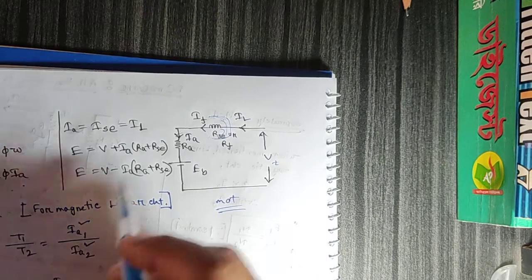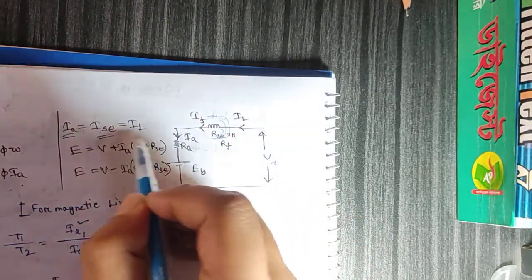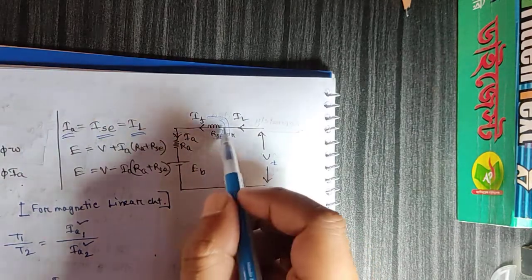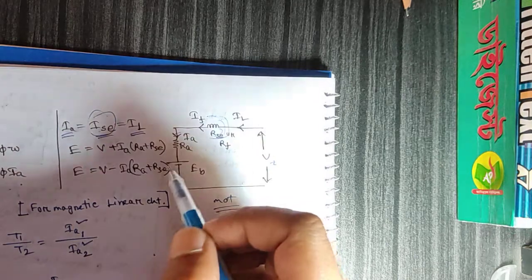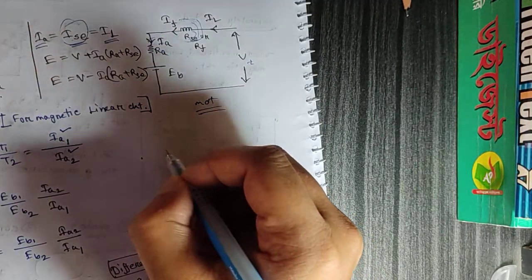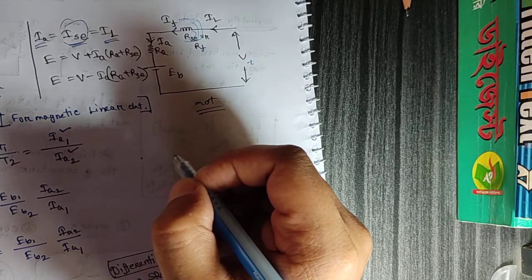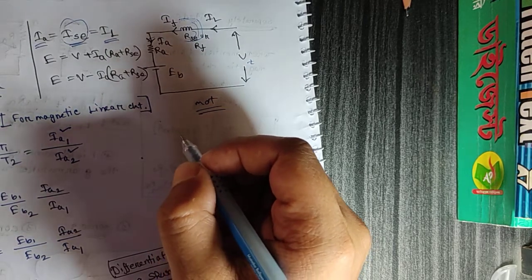But at first we have already said that armature current equals series current equals line current. This is also the field current. And for a generator, I will come to the generator later. At first we are talking about the motor.